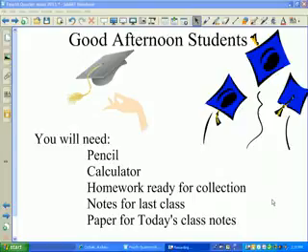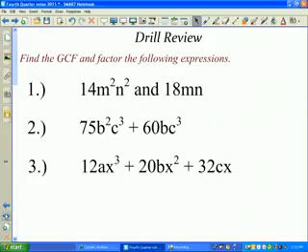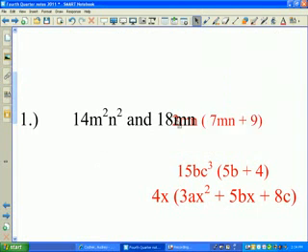So today, if you did not turn in your homework, I'm going to go ahead and collect that. But one of the things I would like to see happen today is we have a drill review. On the drill review of these three problems, I just basically wanted you to find the greatest common factor, and I also want you to factor those problems. So, after a few minutes, I kind of have my little cheat sheet here.